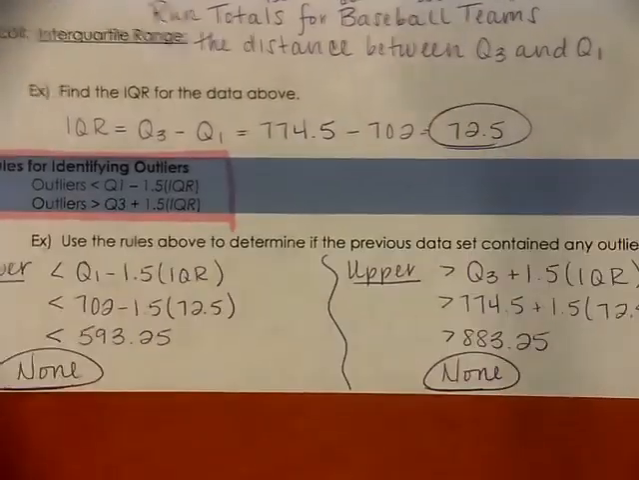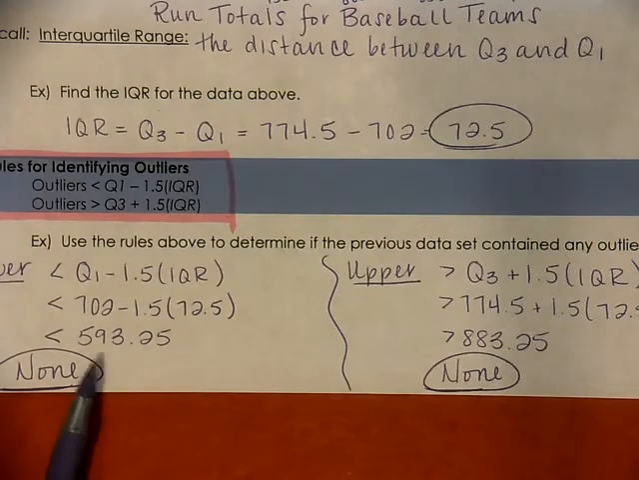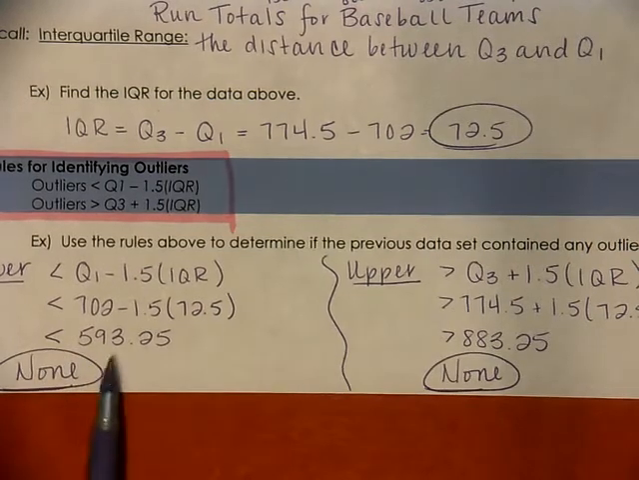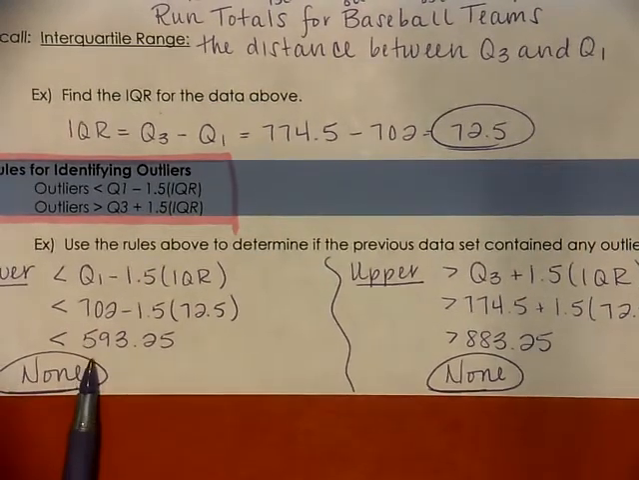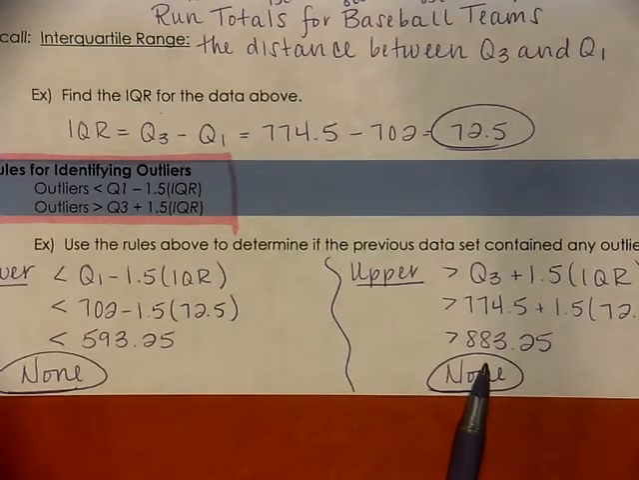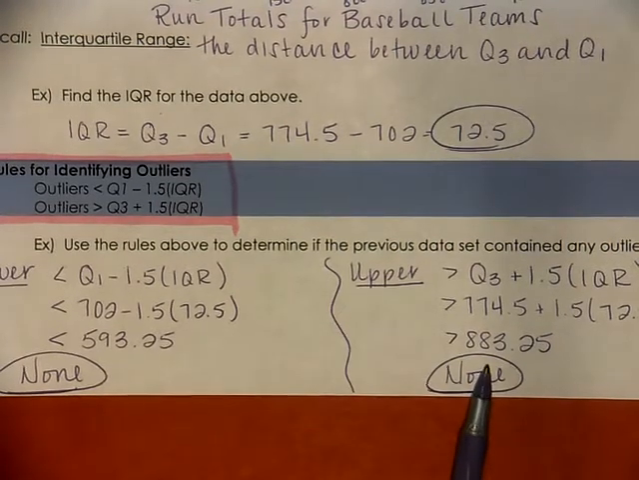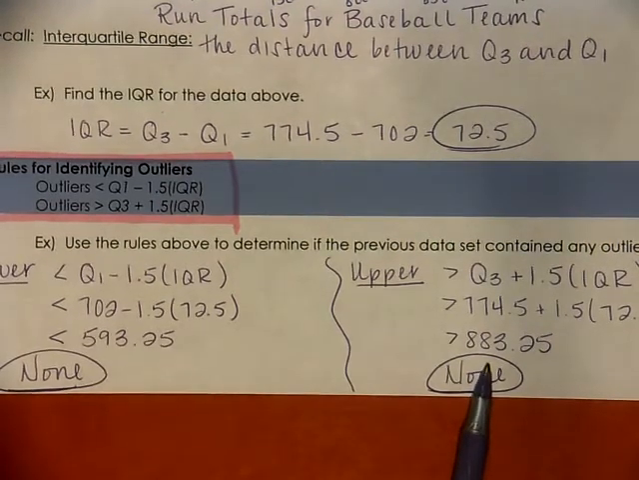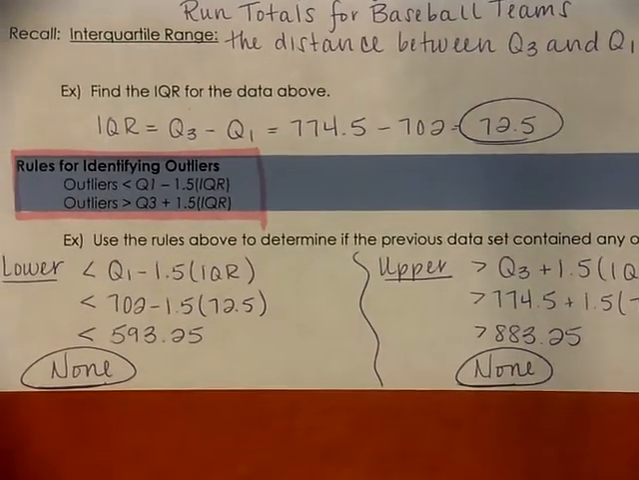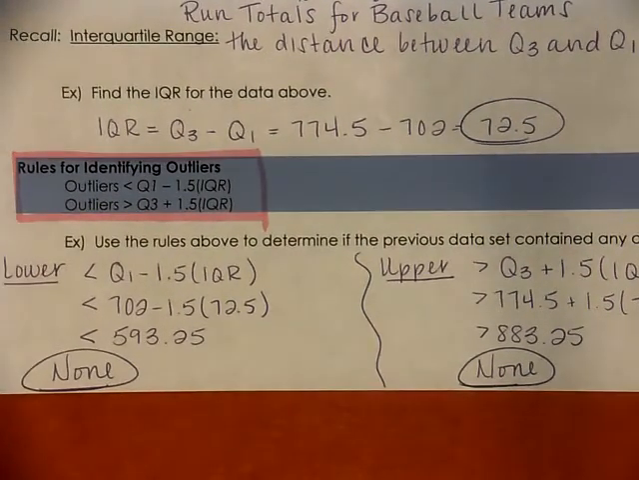Okay. So since there are no numbers beyond these 2 points, so less than 593.25 or greater than 883.25, we have no outliers in our data set. Now it is important to identify the outliers in our data set before we actually draw the box plot, and that's what we're going to do with our next example. Because if there's an outlier in our data set, it's going to change how we draw the box plot slightly.